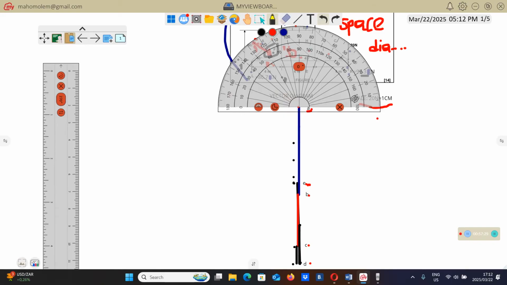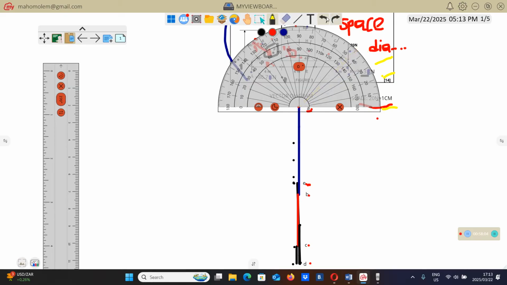You mark 45. So this is 0 here, 10, 20, 30, 40, 45. So that is 45. So you can draw a line there from this 0 here. That line must be at an angle of 45.